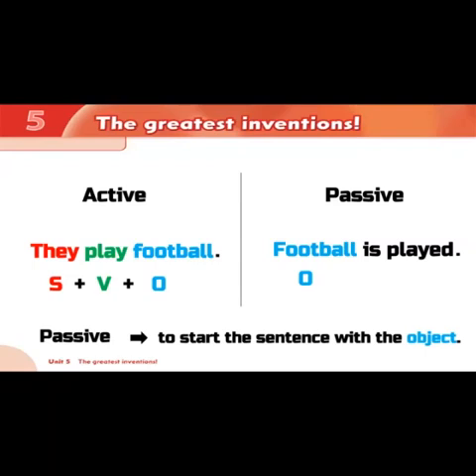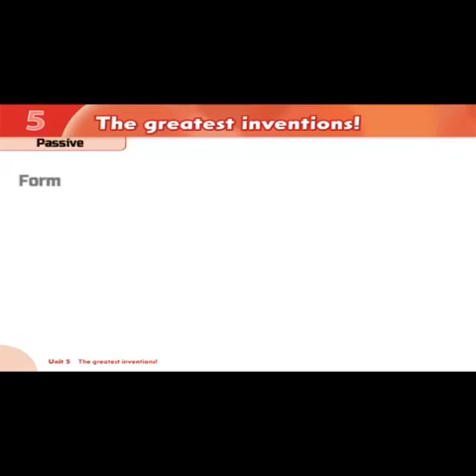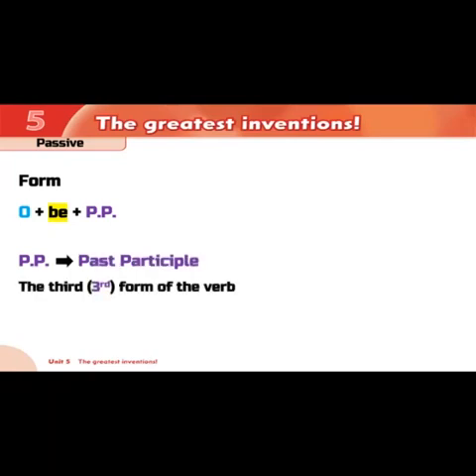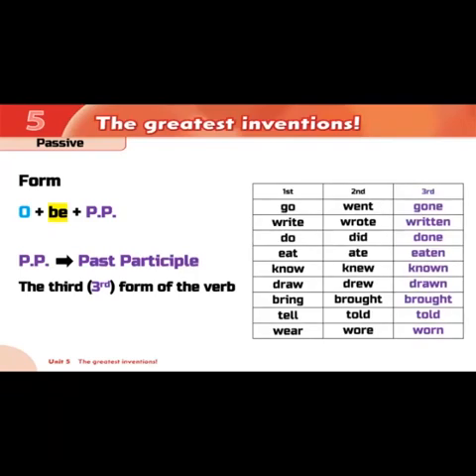Now let's go to the main form of the passive. We start with the object, then verb to be in the tense of the sentence, then the past participle, which means the third form of the verb. And here a table of the forms of some verbs. For example, go, went, gone, write, wrote, written, and so on.